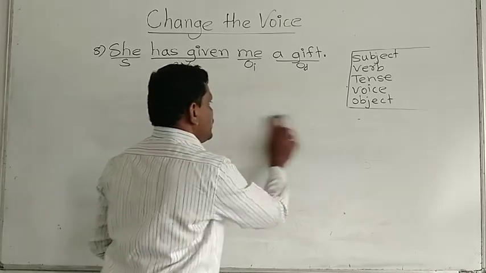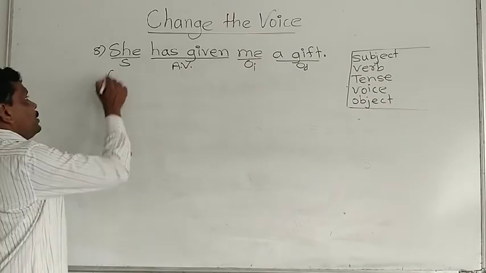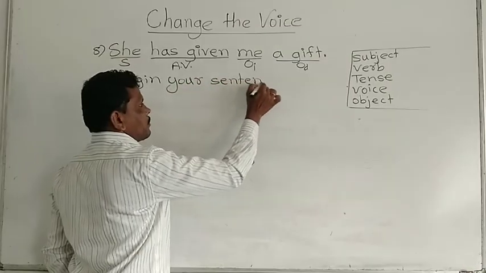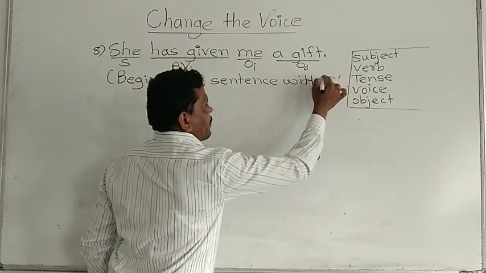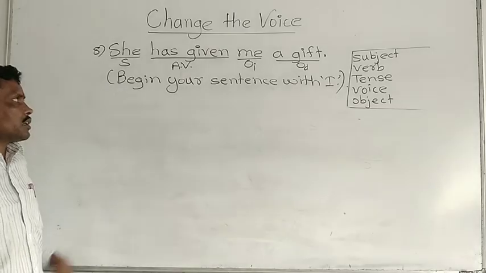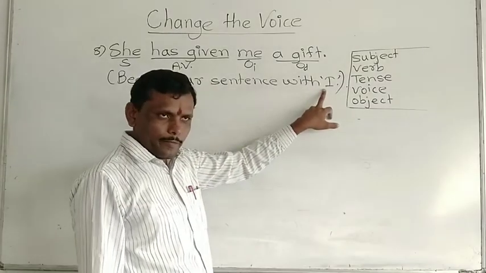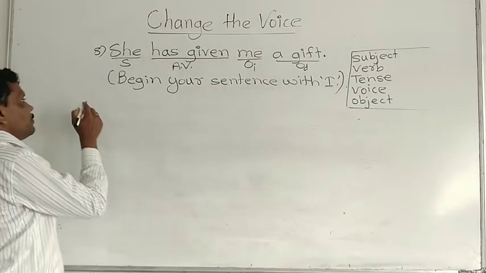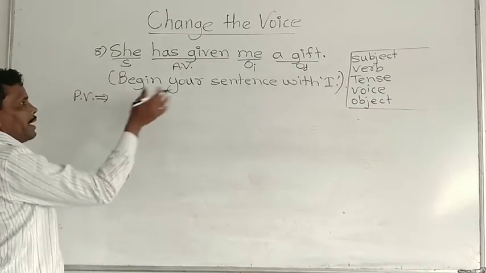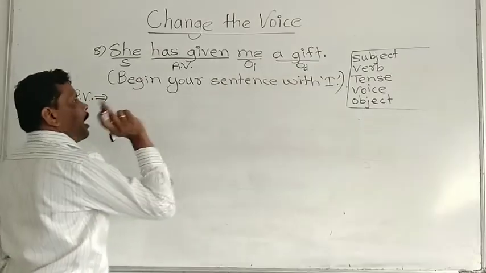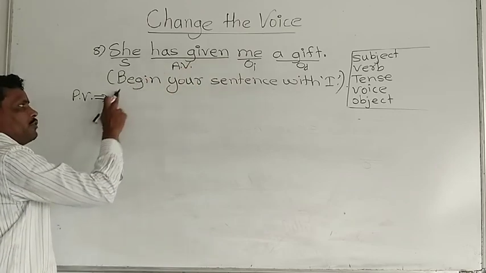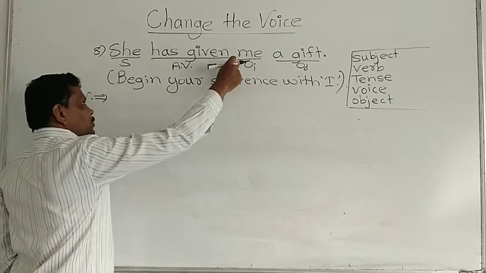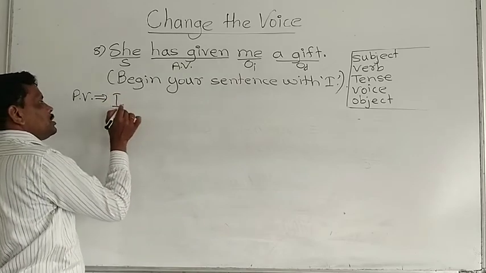Now the instruction, see here. Suppose your instruction is begin your sentence with I. If there is the instruction begin your sentence with I, so we have to carry this object at first. Okay, now it's passive voice, and our instruction is begin your sentence with I. So me should be carried at first. This indirect object should be placed at first. Indirect object is me. When we put this me as a subject here, that me changes into I.